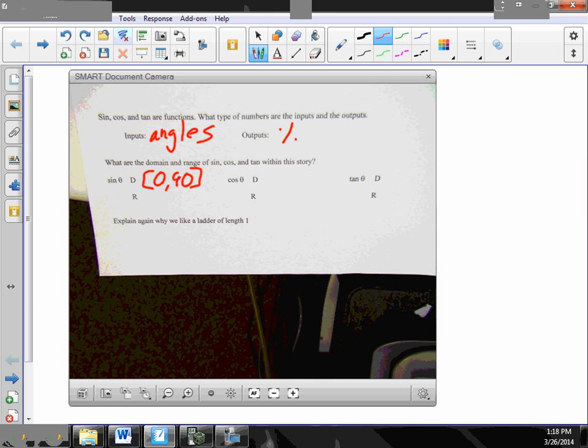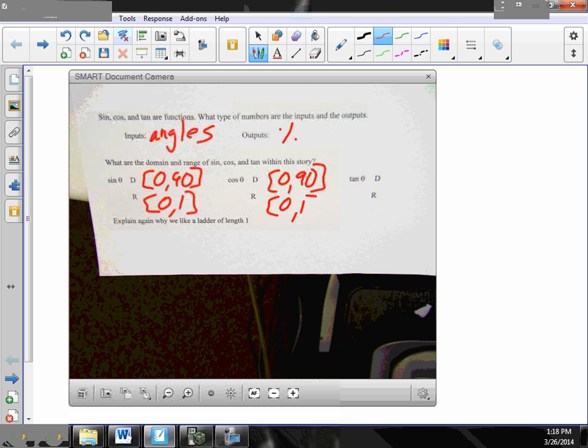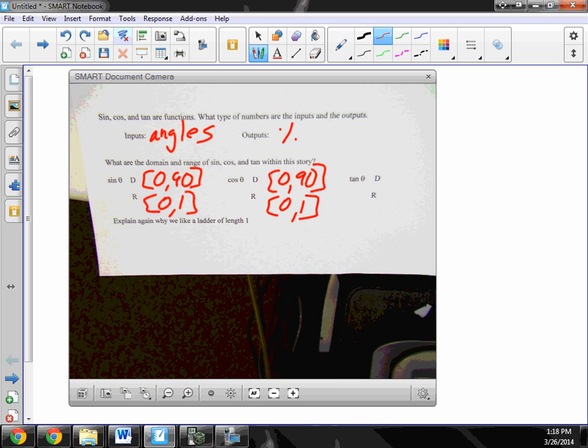What are the outputs? What is the range? How small can sine be? 0. How big can it be? 1. Do we include those values? We do today. Yesterday we didn't. So from 0 to 1. How about the cosine? What's the domain? 0 to 90. And the range? And really it's 1 to 0, but we just always keep them in order. So it's 0 to 1. Yeah. Sine and cosine are actually, they have the same domain and the same range.